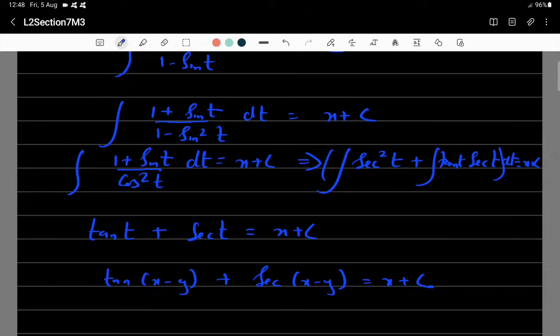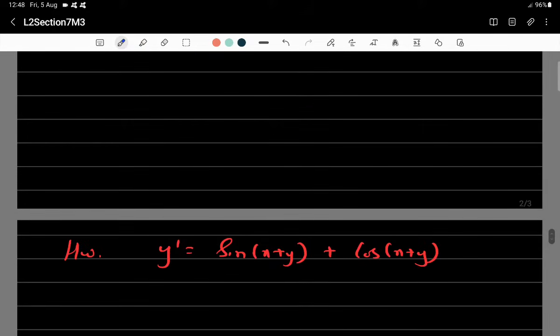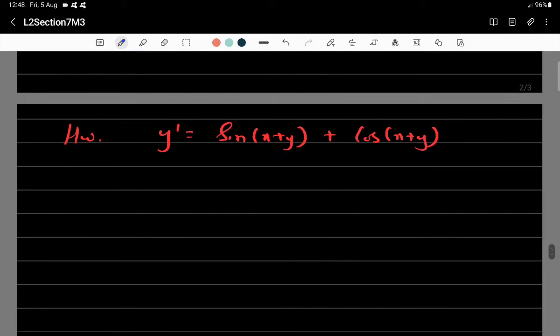Okay, so we started with the variable separable form, which is the easiest to follow, and then we have seen an example where we can reduce the given equation into variable separable form. We can do one more exercise, or you can take it as homework also, which says: solve the differential equation y dash is equal to sin of x plus y plus cos of x plus y. Again you have to see whether it can be reduced to variable separable form.